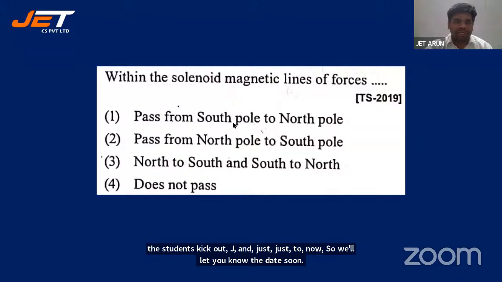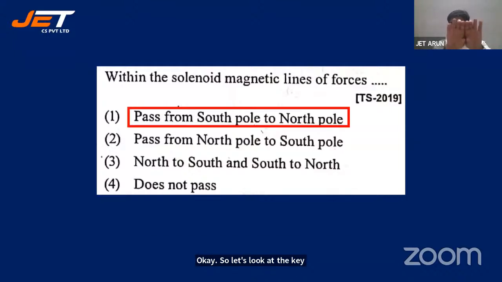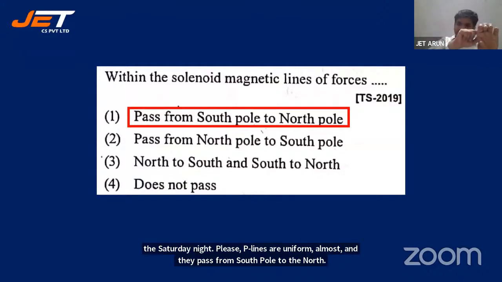Okay, so let's look at the key. They pass from south pole to the north pole, students. Inside the solenoid, field lines are uniform, almost uniform, and they pass from south pole to the north pole, and outside north pole to the south pole.